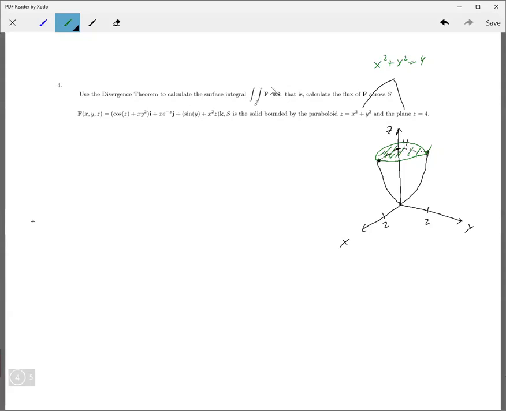So you'd have to set up two surface integrals to find it. But we can use the divergence theorem. So let's calculate the divergence. And what's the divergence here? Partial of this with respect to x is just y squared, right? And then this one? 0. Yay, 0. And then this one? X squared.